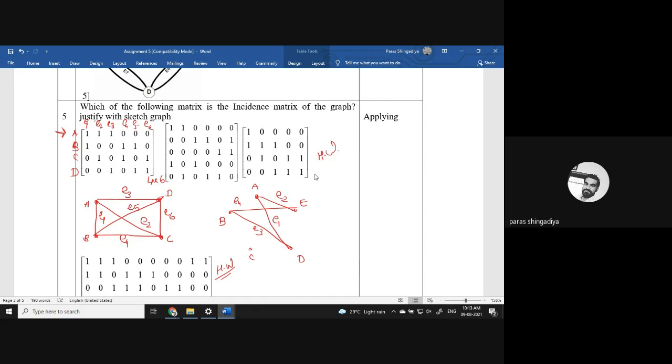That is E4. Then in the fifth column, the 1s are mapped between C and E. So connect C to E. Okay. And consider it edge E5. And the last column is mapped between B and C. Connect them. That is E6. So that will be your graph. Is it correct? Yes, did all of you get the same answer or not?